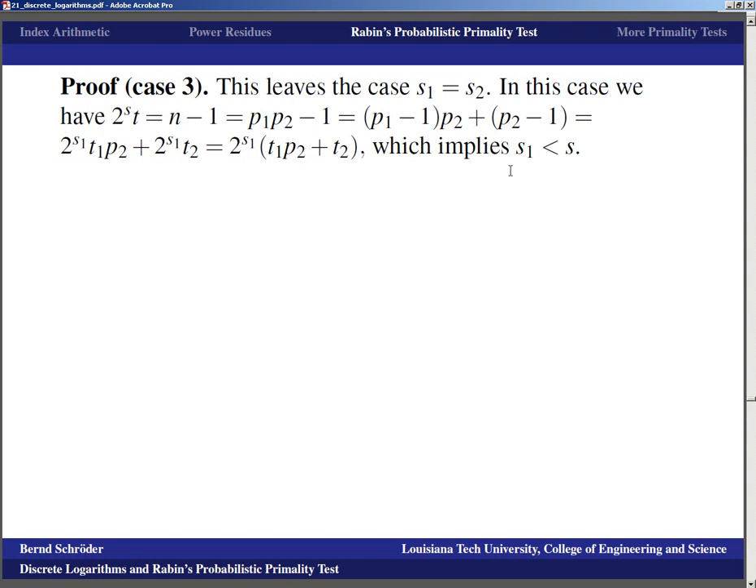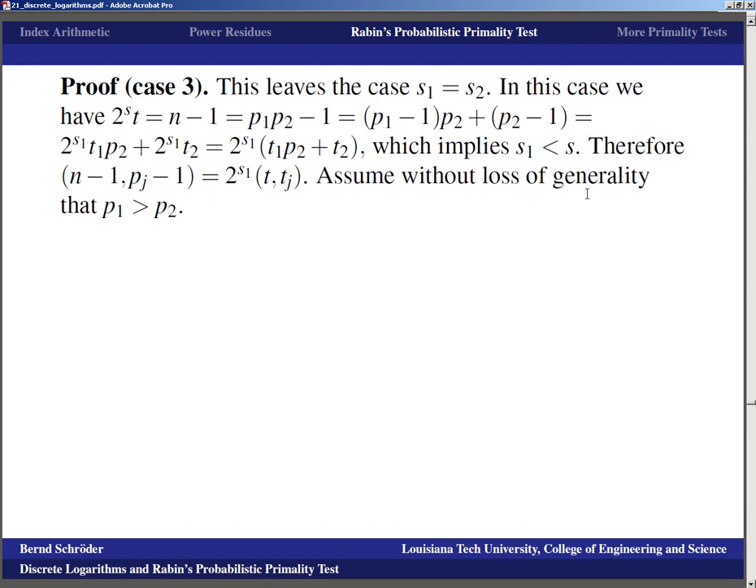And that implies in particular that s1 is strictly smaller than s, because, well, it's smaller than or equal because this power must go into this power because t is odd. And then notice that t1, p2, and t2, they're all odd numbers. So I get odd number times odd number is an odd number, plus another odd number gives me an even number. So 1 power of 2 from this side is actually at least hidden in this parenthesis, and that means that s1 is strictly smaller than s. Therefore, the greatest common divisor of n and pj minus 1 is 2 to the s1 times the greatest common divisor of t and tj, independent of which j we choose, and it's really s1, it's not s.